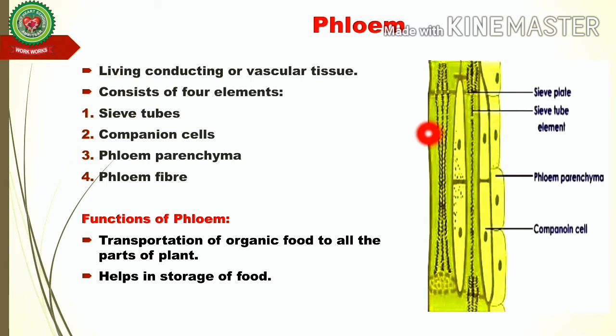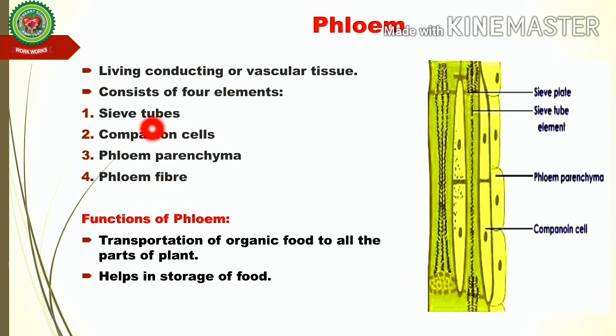Now students, we will discuss phloem. It is a living conducting or vascular tissue. It contains tubes like xylem, but it performs no mechanical function. Phloem consists of four elements, that are sieve tubes, companion cells, phloem parenchyma and phloem fibers. Among phloem elements, all are living except phloem fiber.